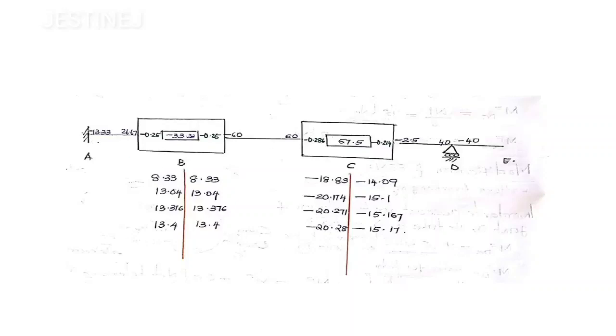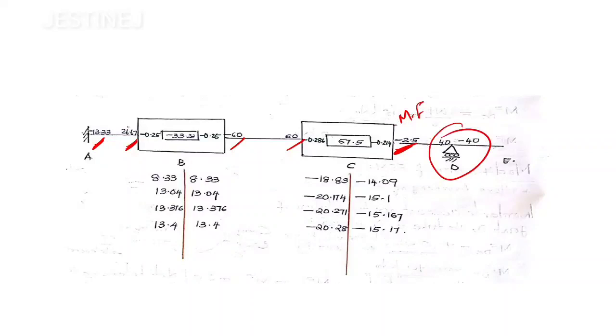So at the joint A, you can observe that the fixed end moment is going to be minus 13.33. We already calculated that, then 26.67 and minus 60, plus 60. Then here minus 2.5, the modified fixed end moment value you are going to use. And the joint D is already balanced, so you can take 40 and minus 40.